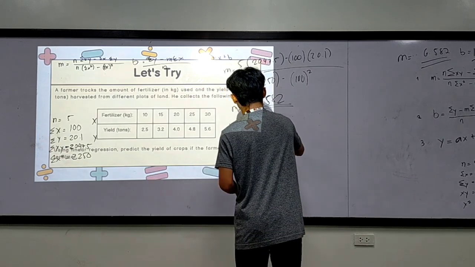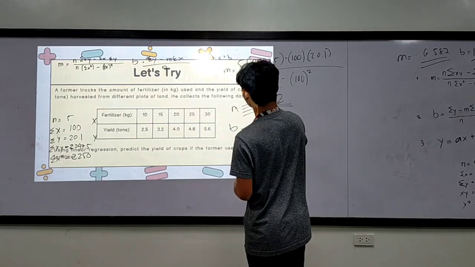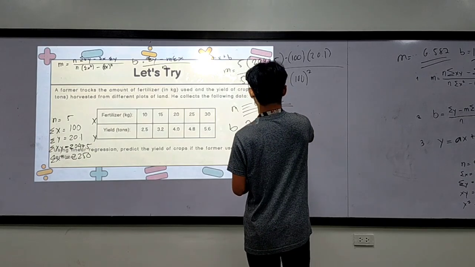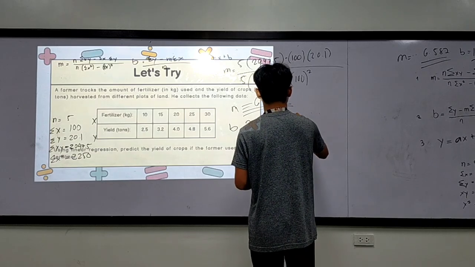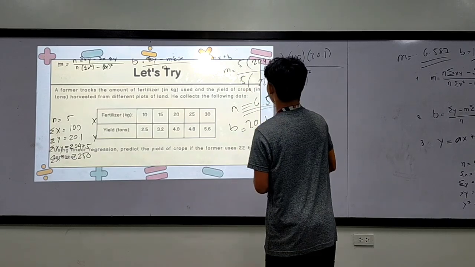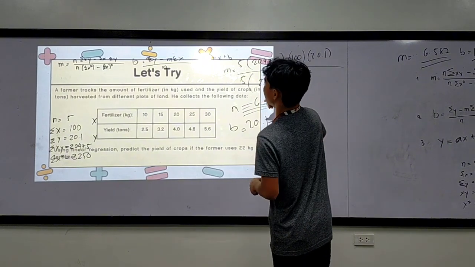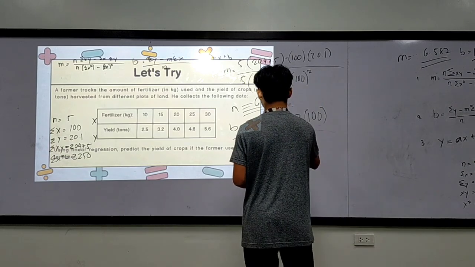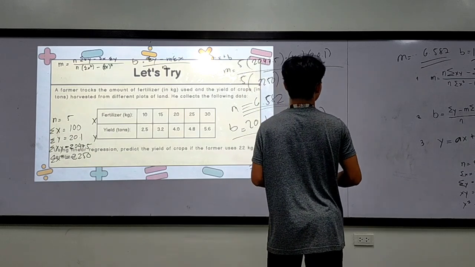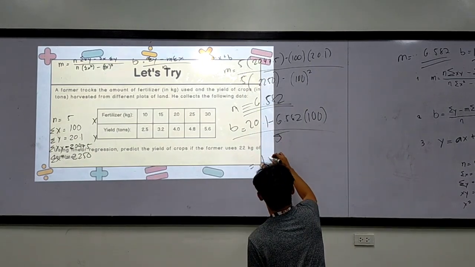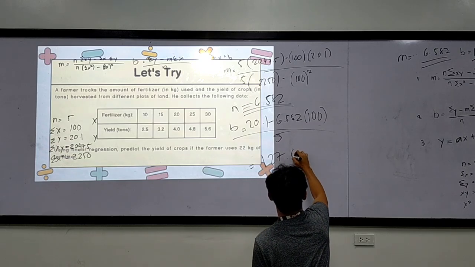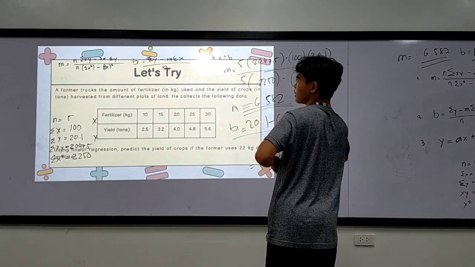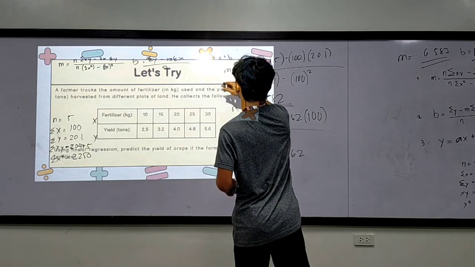So next step is to use this formula, b, to get b. So b is y, which is 20.1, minus m, which is 6.582, times x, 100, over 5. So the outcome of this is 137.62. So the main formula of linear regression is y equals mx plus b.